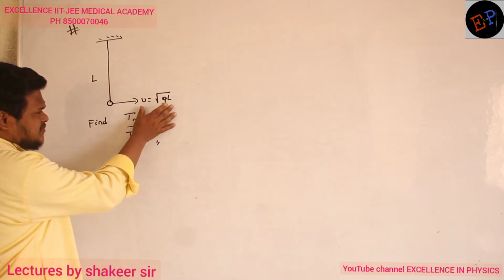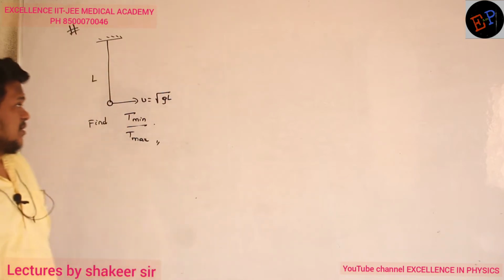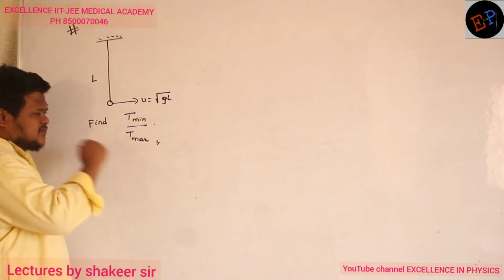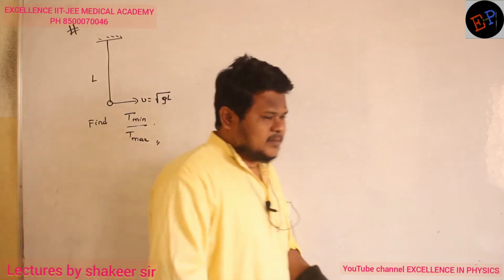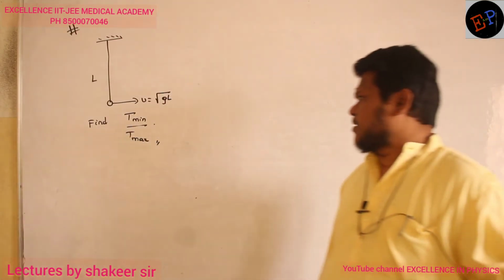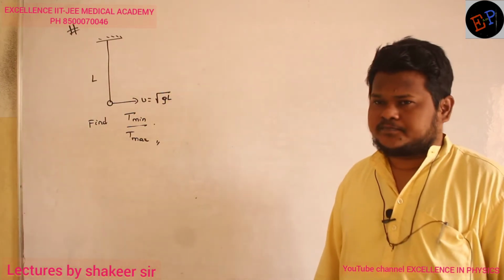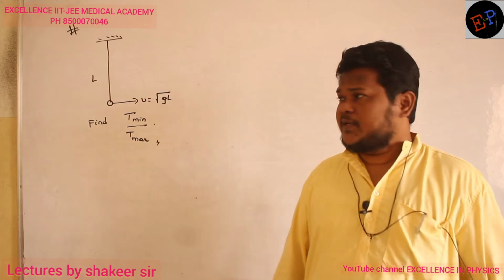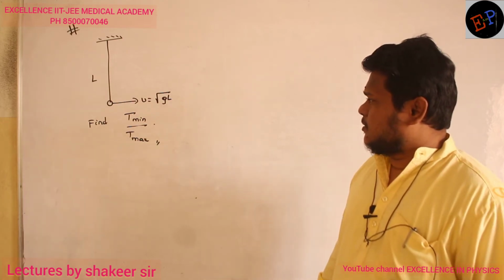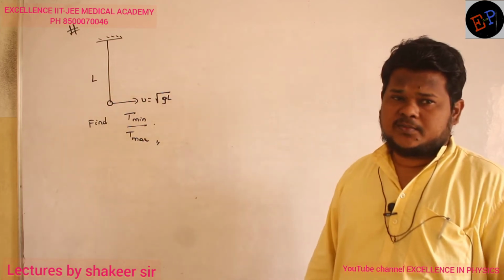So what is the velocity which I am giving at the bottommost position? Velocity is root gl. Then I am supposed to find out the ratio of minimum tension to maximum tension. First of all, can you say where tension will be minimum? Tension will be minimum at the highest position. Are you able to understand?